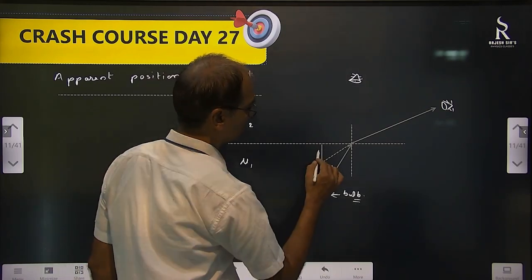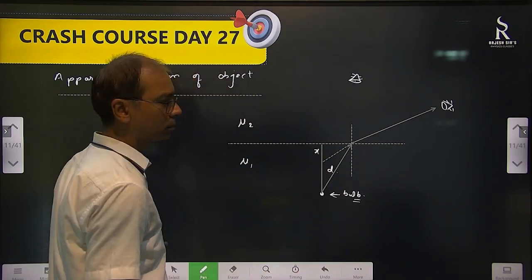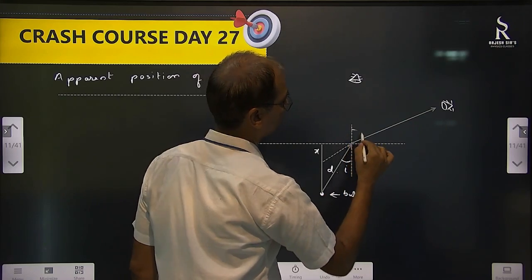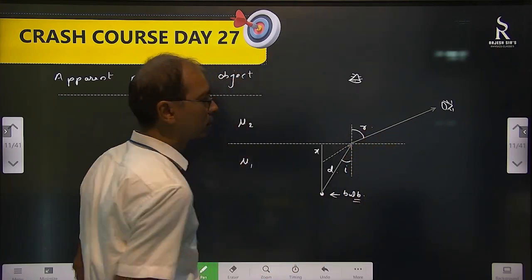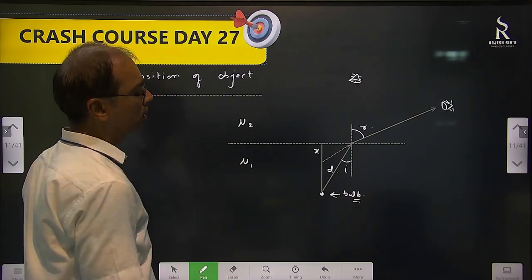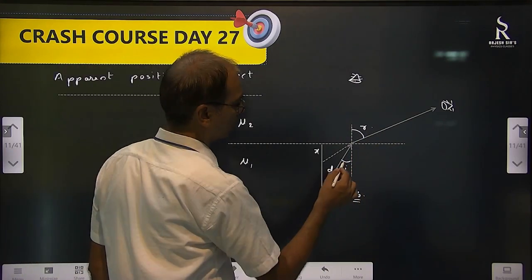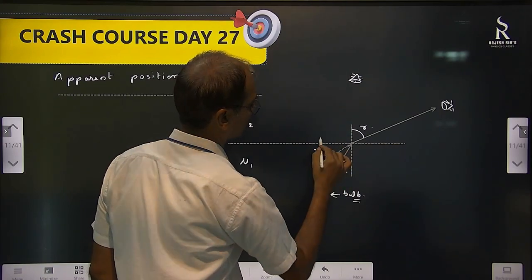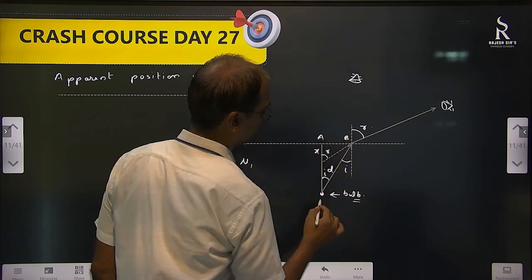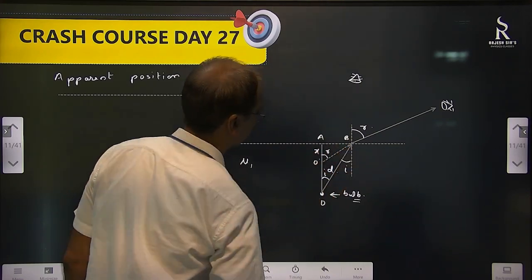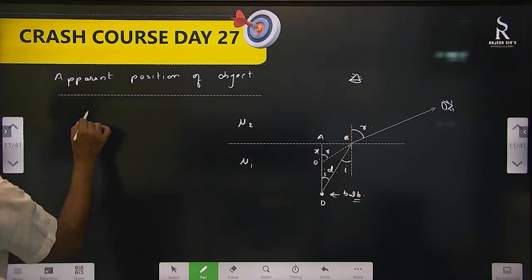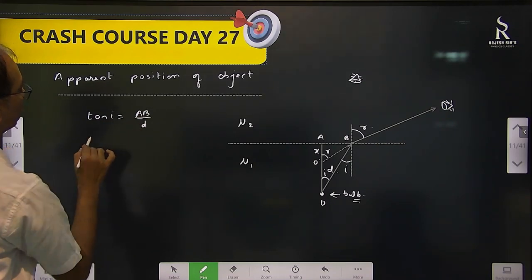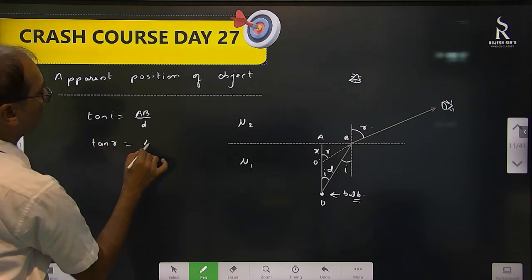Let's say this is x, and the actual value is D. This is the angle of incidence. This is the angle of reflection, or rather refraction. Right. So basically, in all triangles, this is I, so this is also I. This is R, so this is R. Suppose this is point A, this is point B, this is O, and this is O dash. Then two triangles are there. Tan I equal to AB by D, and in the same way tan R is equal to AB by X.